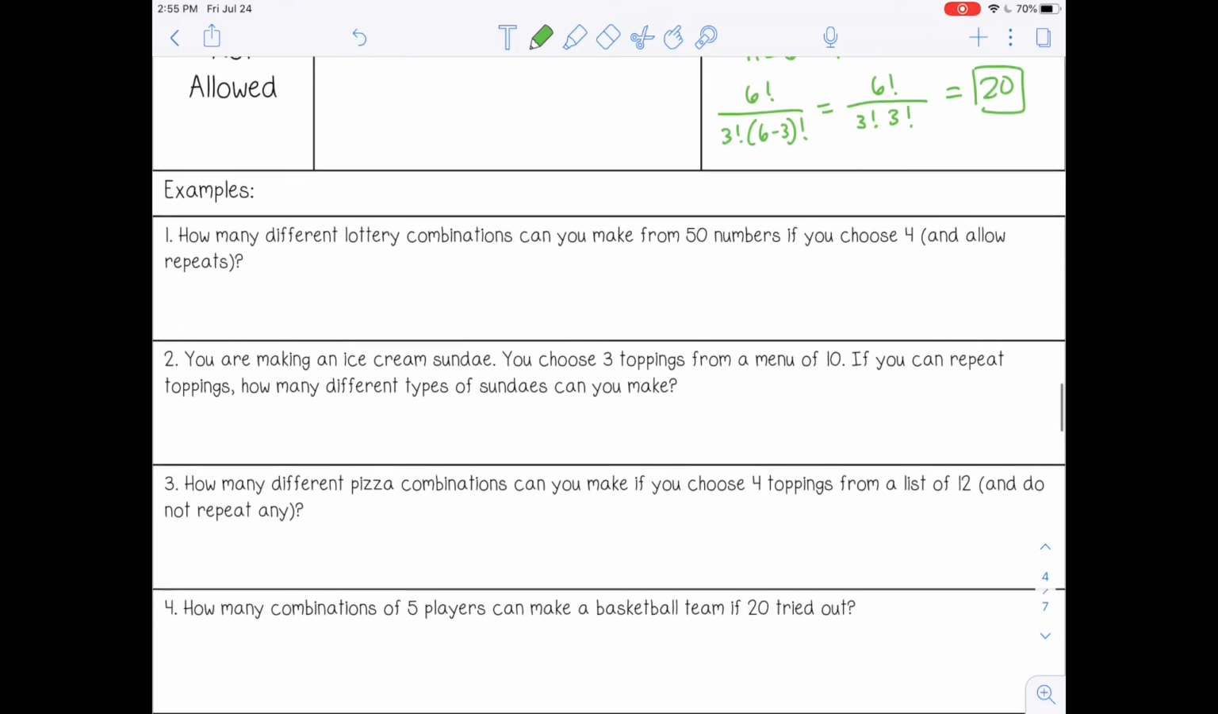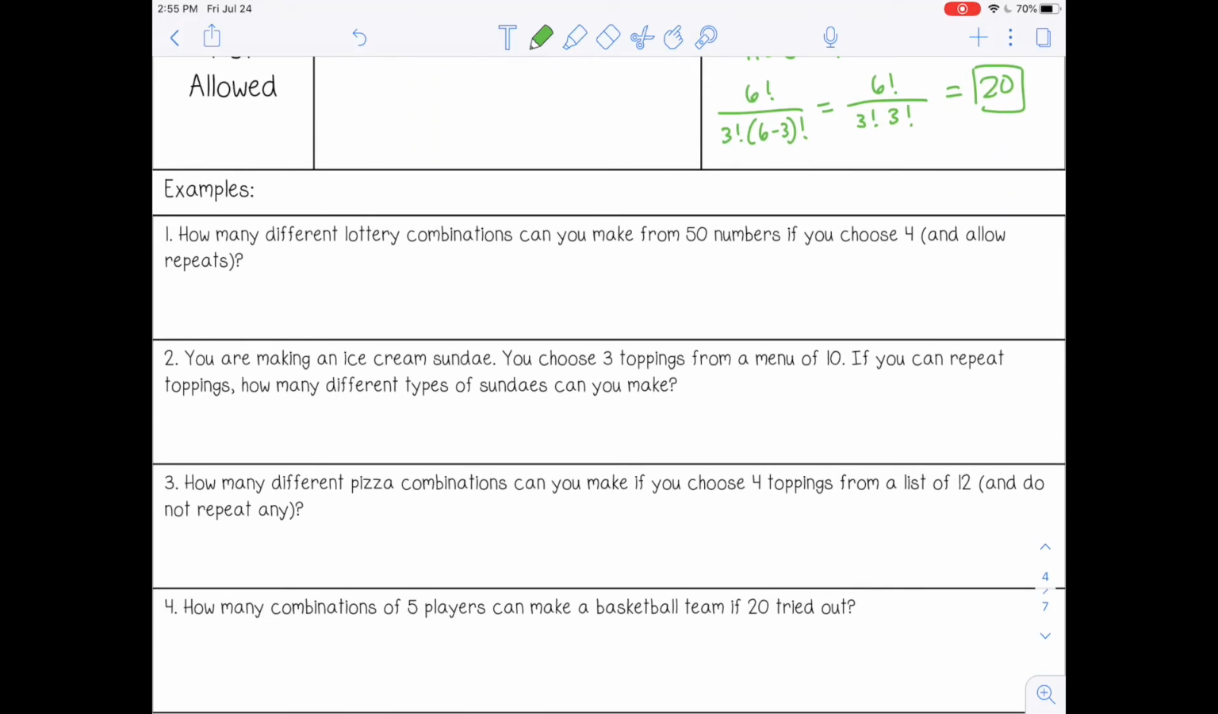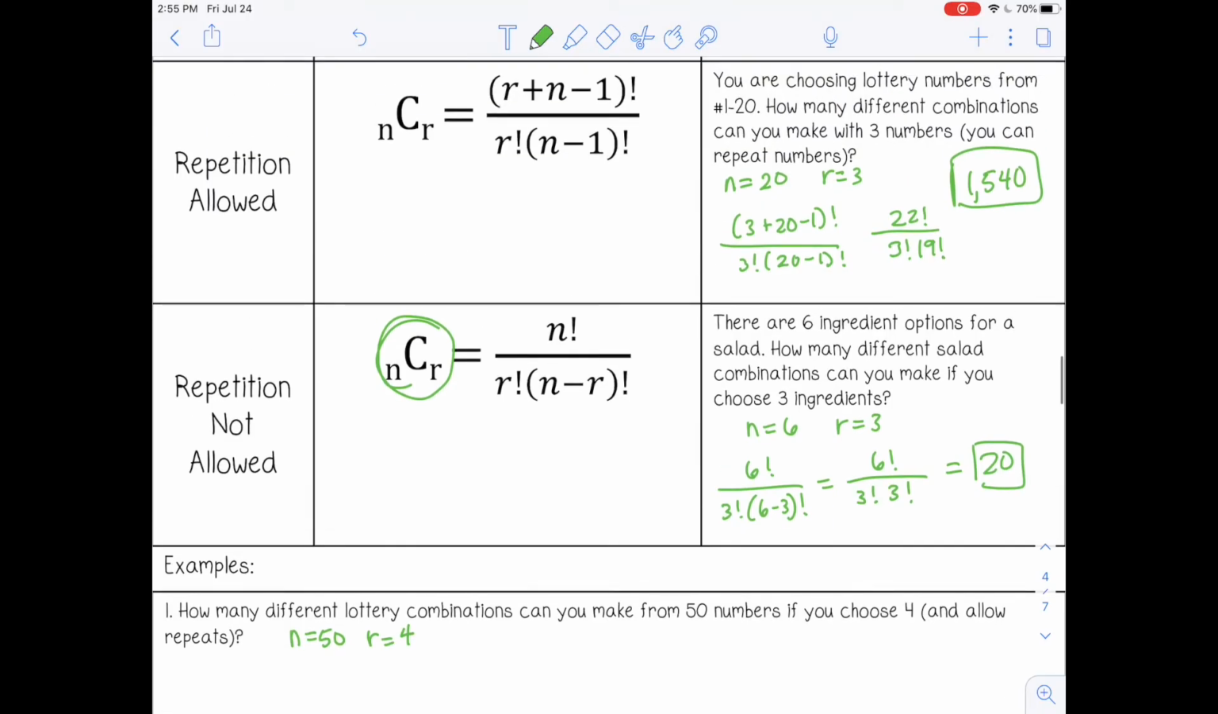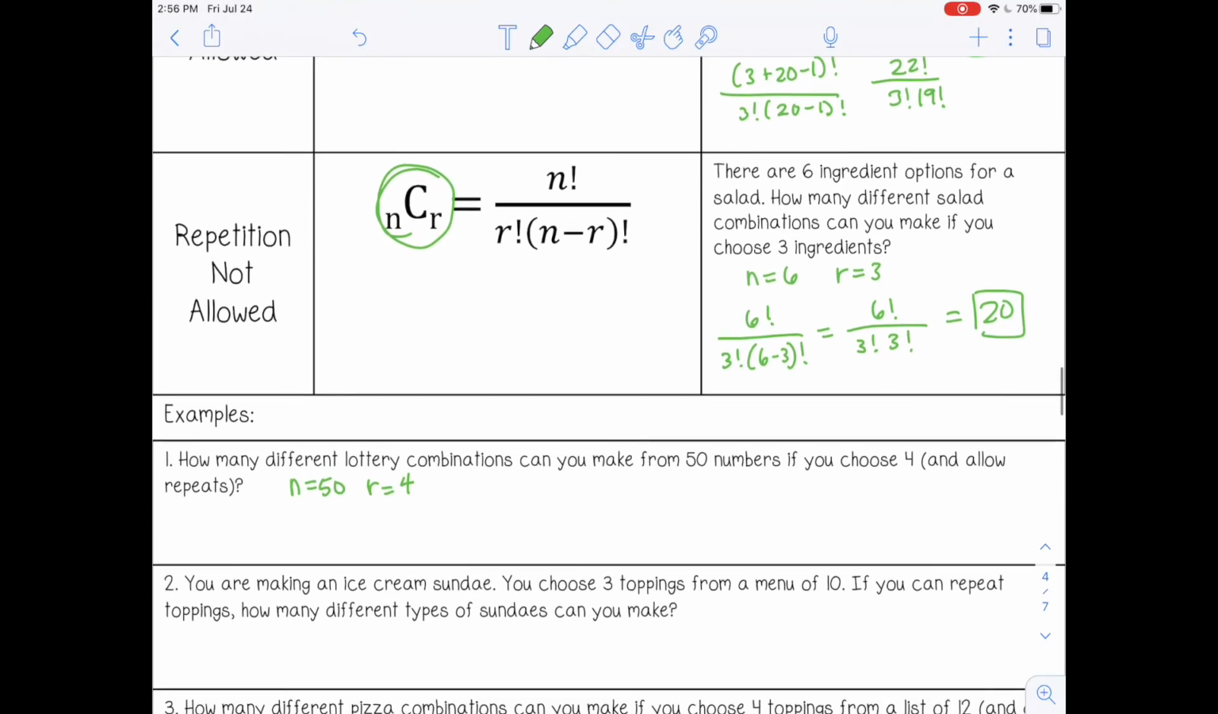All right, down to the examples. So number 1, how many different lottery combinations can you make from 50 numbers if you choose 4 and you allow repeats? So we'll be using the top formula. So I have 50 numbers and my R is 4. All right, so I'm gonna substitute it into that formula.